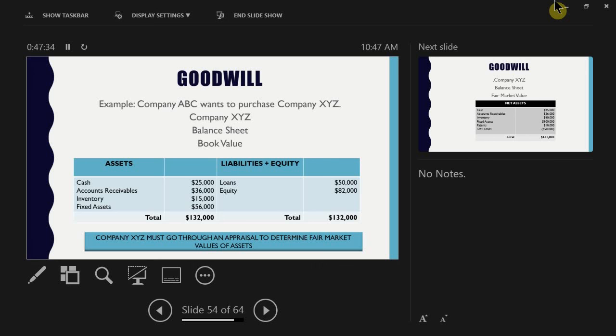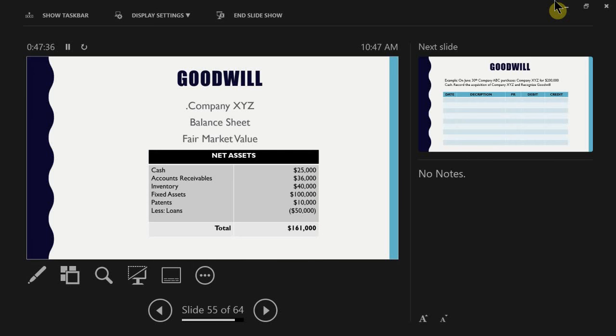Okay? So in this case, when we go through that, this is company XYZ's balance sheet, but now we're actually looking at the fair market value. Of course, for cash, the fair market value is going to stay the same because it doesn't increase in value. There's no purpose that it would. Usually, cash is going to stay the same.